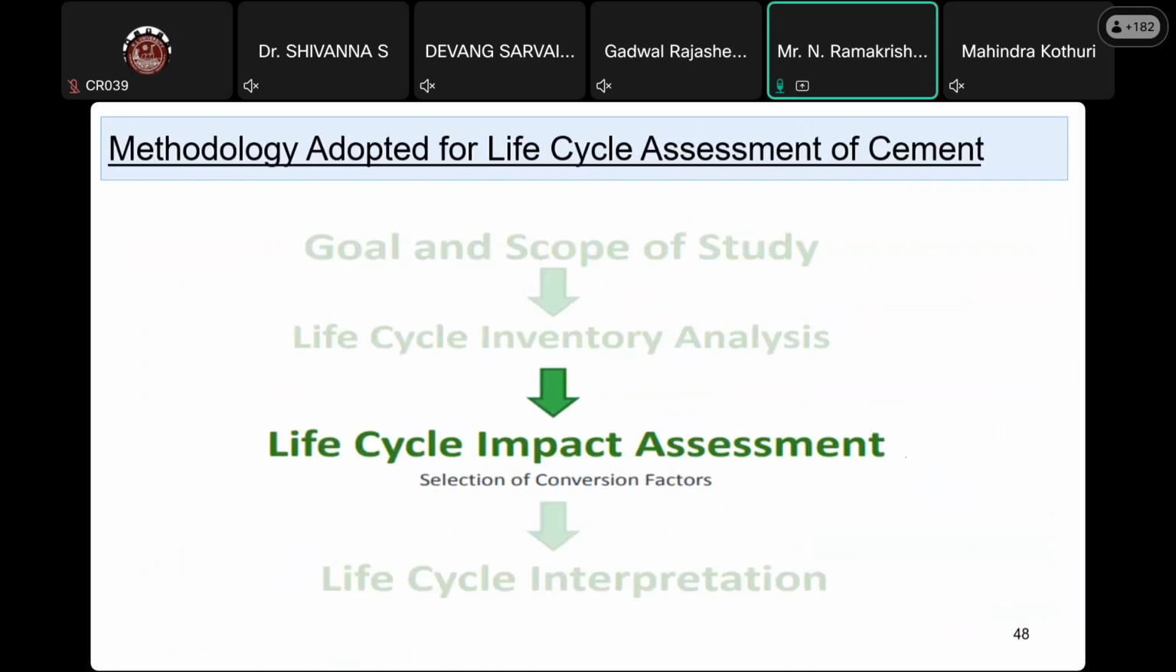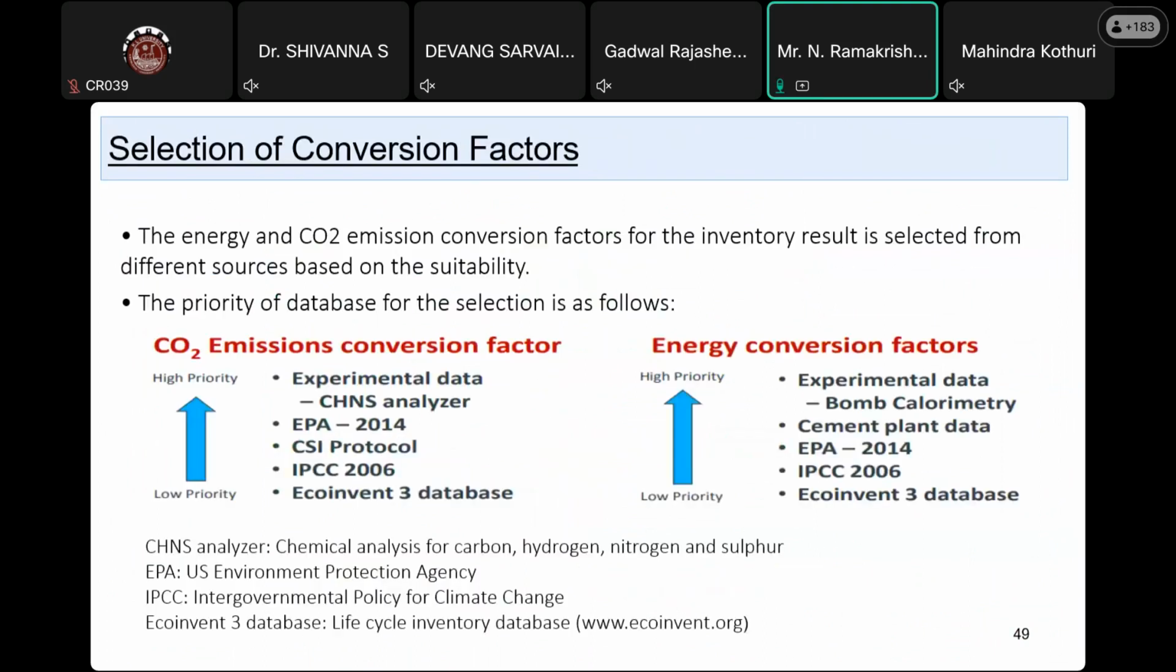Now the third one is selection of the conversion factors. So the first one is the goal definition, defining the goal and scope. Second one is analysis of input data, and then the conversion factors is the third one. Then life cycle impact assessment. After that only you have to go for the interpretation.